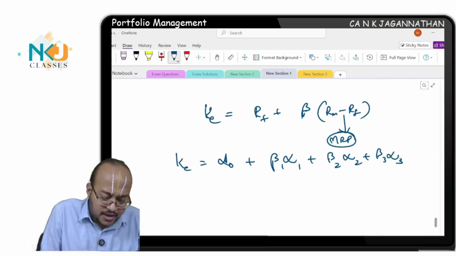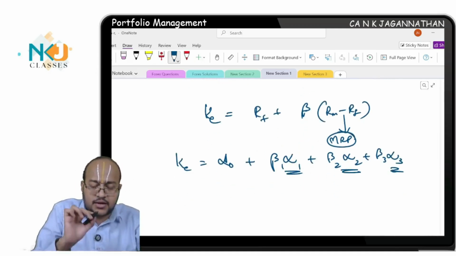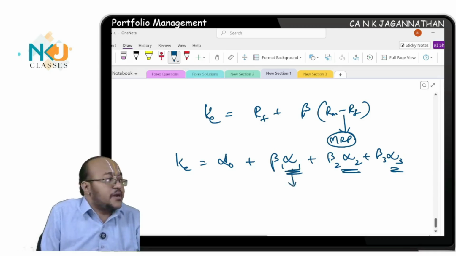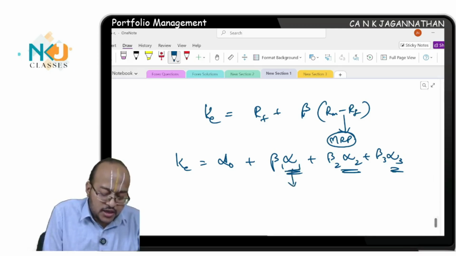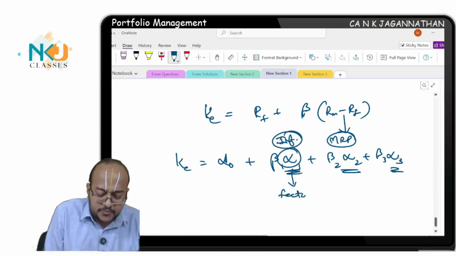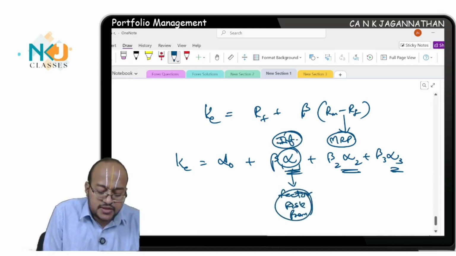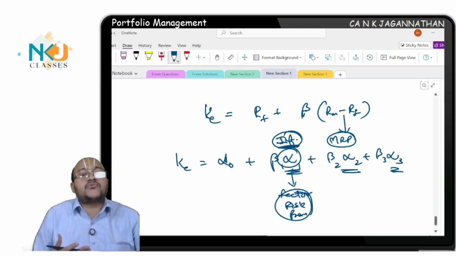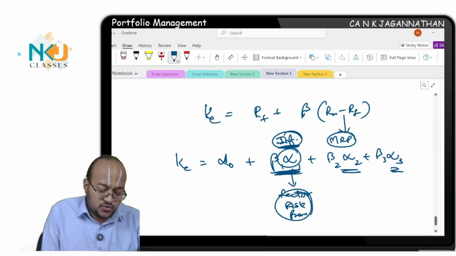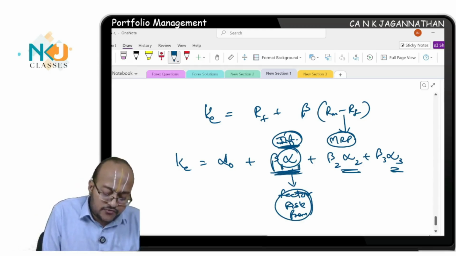Sir, what are all these lambda 1, lambda 2, lambda 3? No issue. This is nothing but the factor risk premium. Say this is inflation. So what is the risk premium for this factor? This is nothing but the factor risk premium. So lambda 1 means inflation premium. What is the premium you have to pay for the inflation into beta 1? Are you all understanding? So you will get beta 1 into lambda 1.